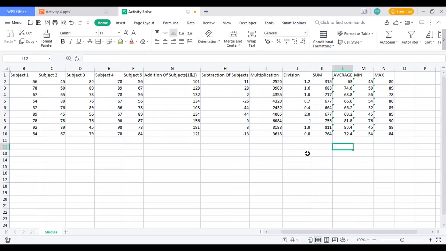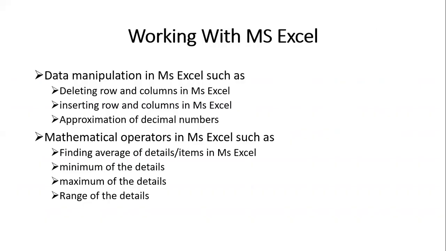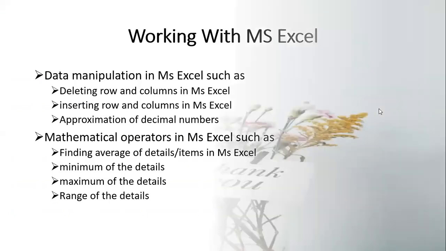So I hope it's clear. We've seen this activity, finding the average of the details, minimum, maximum, range, and we've seen the various data manipulation, such as deleting the row and columns, inserting row and columns, and the approximation of the decimal numbers.